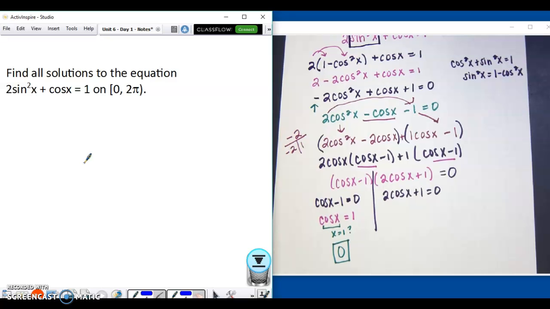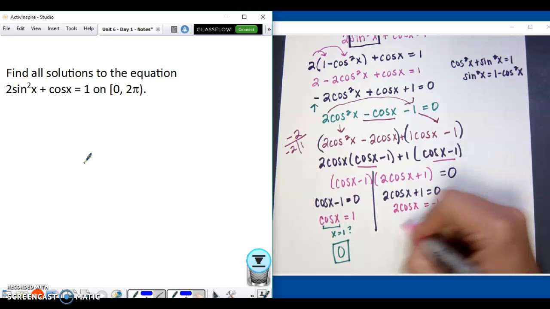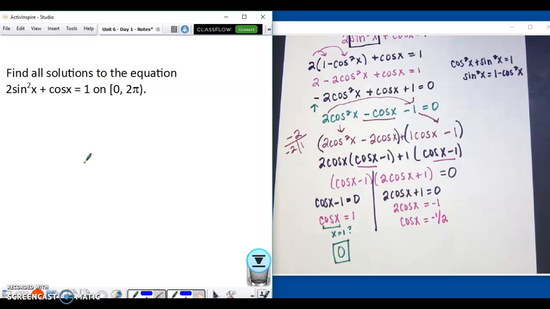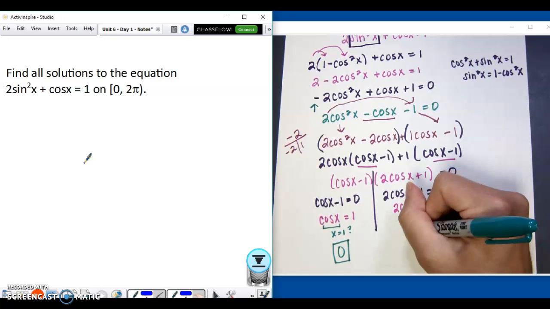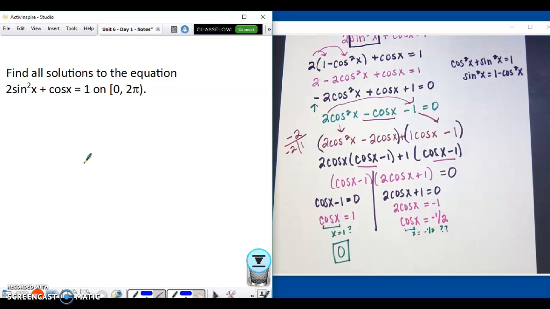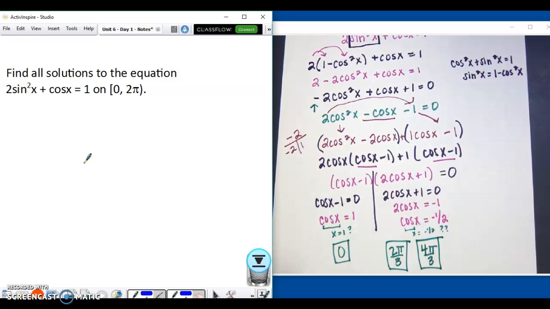Okay, and then on the other side, if we solve for cosine x, so cosine x equals negative 1/2. So we're looking on the unit circle where we have cosine, which is an x value, equal to negative 1/2. So there are two places where that happens. If you look at 2 pi over 3, the x value is negative 1/2. And if you look at 4 pi over 3, that x value is also negative 1/2. So we have three different answers for that problem.